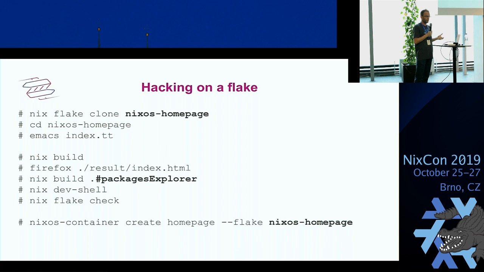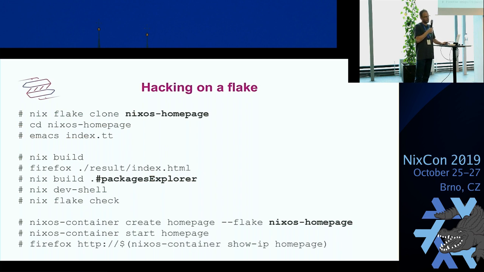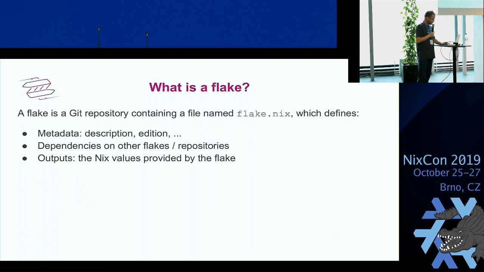So if two people run this command on the same revision of this repository, they will always get exactly the same container. So then you can start it, and you can run it, and yeah, that's nice for the homepage because all these things like packages.json work because they need some special web server configuration. That's nice. All right, so now what actually is a flake?